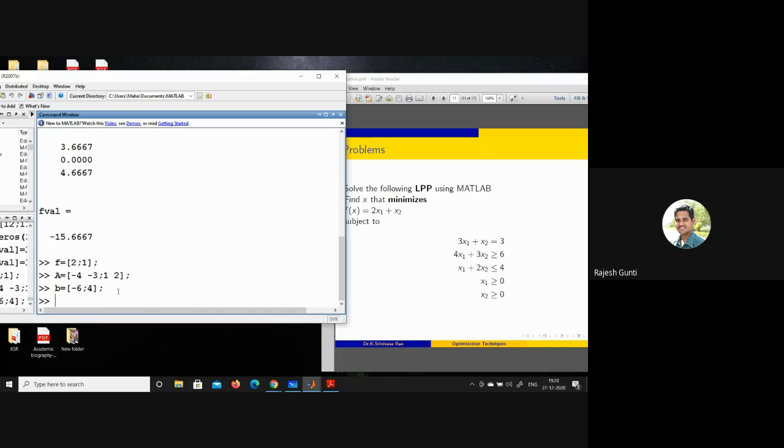Equality constraints AEQ: 3, 1. Only one equation. Right hand side BEQ: only one value. Lower bound shall be 0; 0.